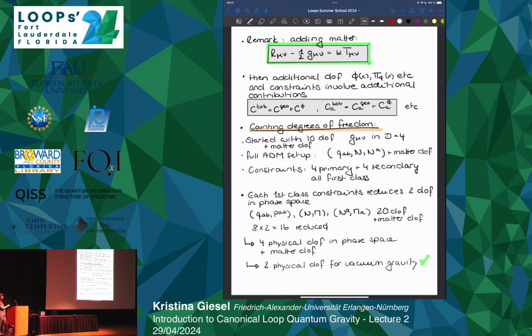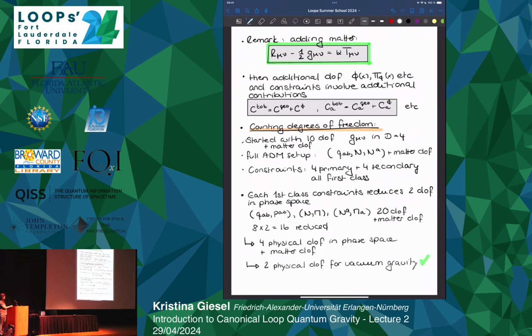Now in the ADM setup, these 10 degrees of freedom were encoded in the ADM 3-metric, which has 6 degrees of freedom, and the remaining 4 are encoded in lapse and shift. We had 4 primary and 4 secondary constraints. All of them were first class, and each first class constraint reduces 2 degrees of freedom in phase space.